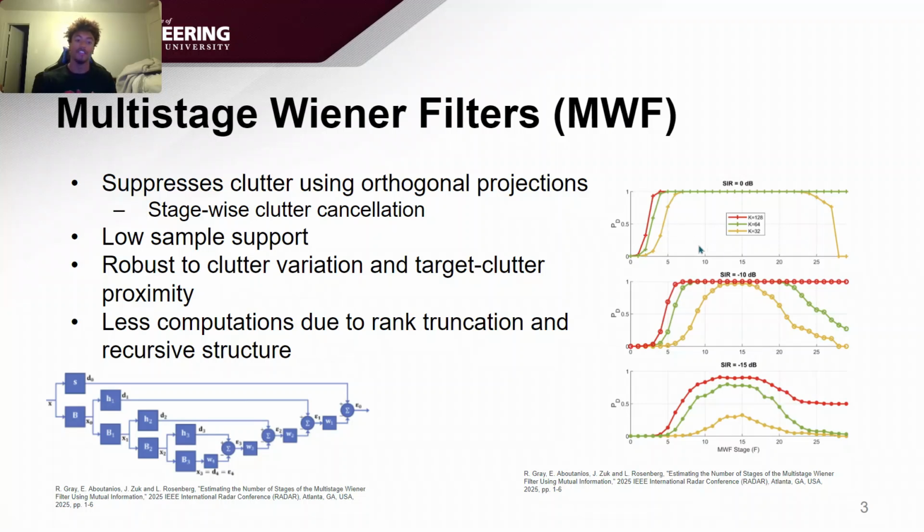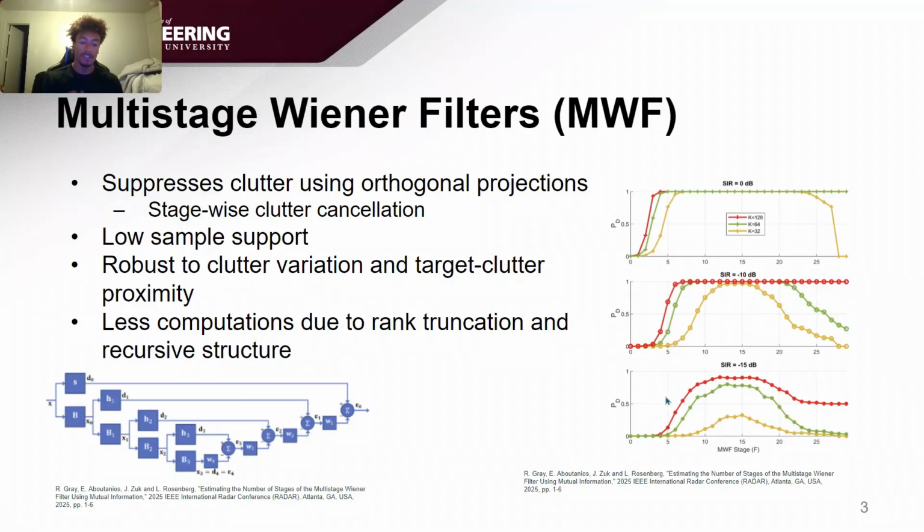Right here, this graph is a graph of the MWF. It's a signal to interference ratio graph. Of course, the higher the interference, the lower the probability of detection, and the higher the signal is compared to the interference, the higher the probability of detection. Right here is just the sample data provided to the MWF. As you can see, you don't want too few or too many stages.